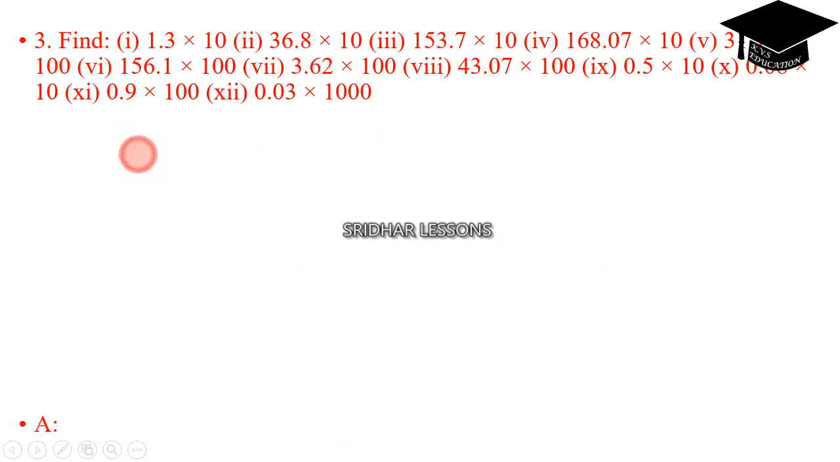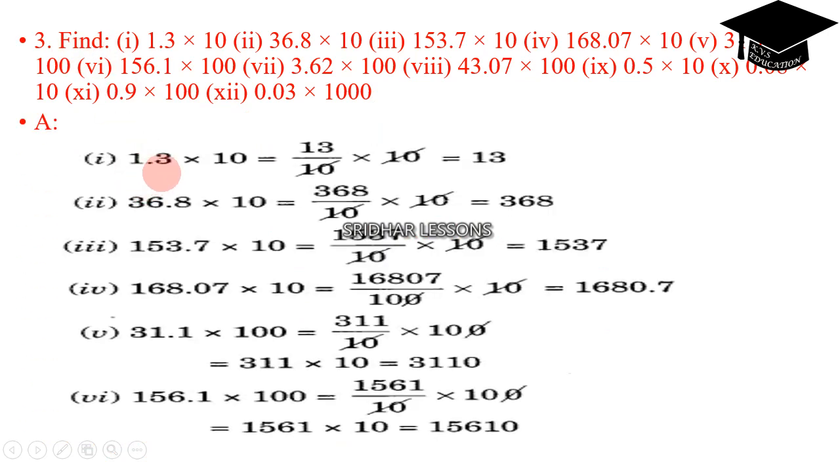Question number 3. Find 1.3 into 10. We can write this as 13 by 10 into 10, which is equal to 13. Similarly, 36.8 into 10. We can write this as 368 by 10 into 10, which is equal to 368. We are simplifying the problem. Here, 153.7 into 10, that is 1537 by 10 into 10, which is equal to 1537.